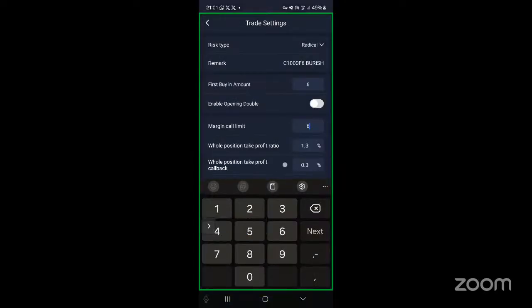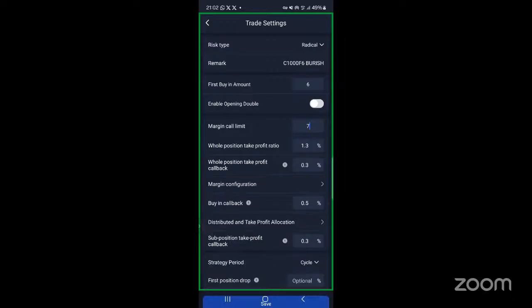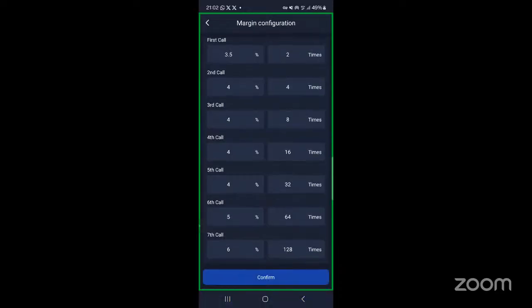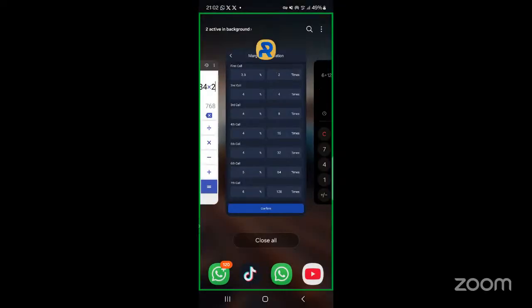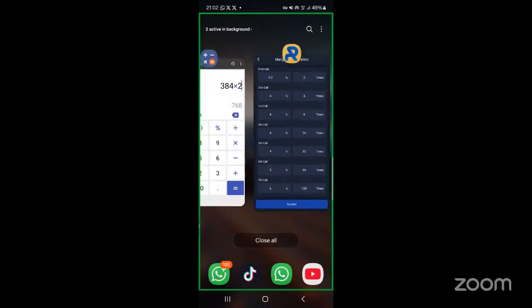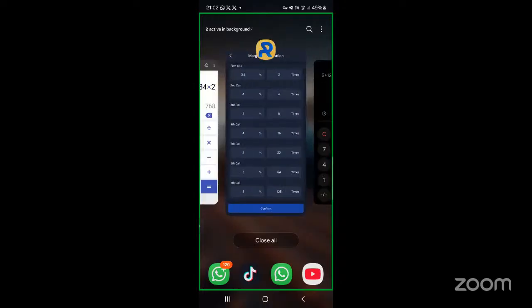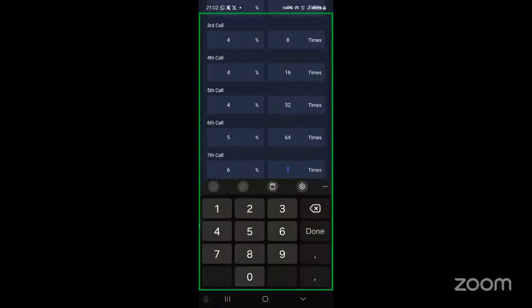The 7th margin call, if you want it there, you can change. If you want it to just buy 6 margin calls, then you may need to change your settings. If it is going to enter margin call number 7, you may reduce the multiple buying ratio. I don't know if someone is understanding what I'm saying.